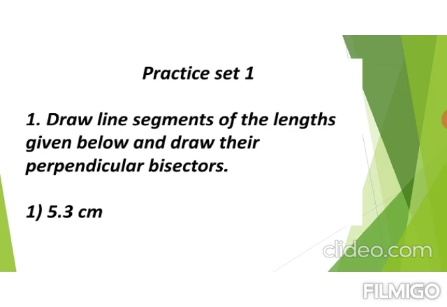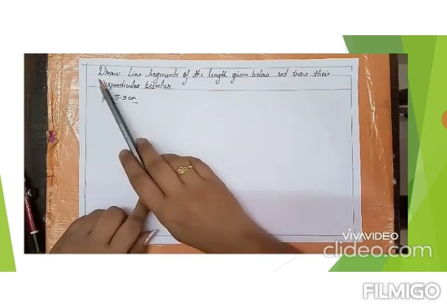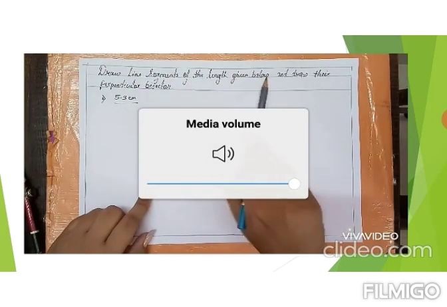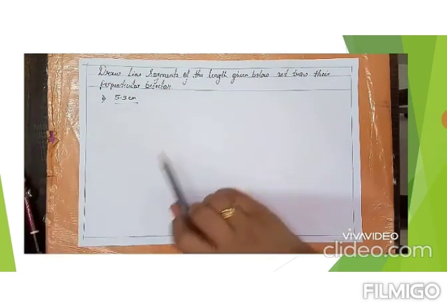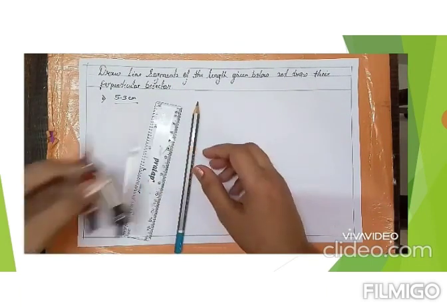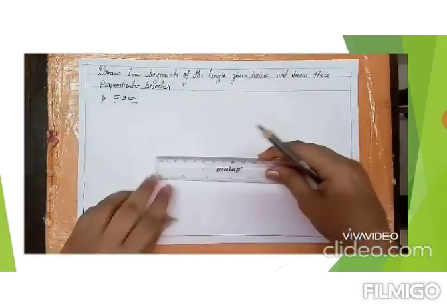Now, we'll start with practice set 1. Draw line segments of the length given below and draw their perpendicular bisectors. Here the first is 5.3 centimeter. Now we have to draw the perpendicular bisector. For this you will require these three things. Okay, we will start with our construction.